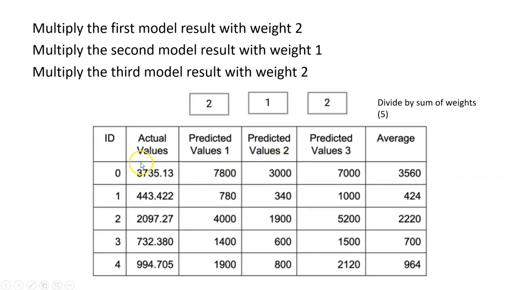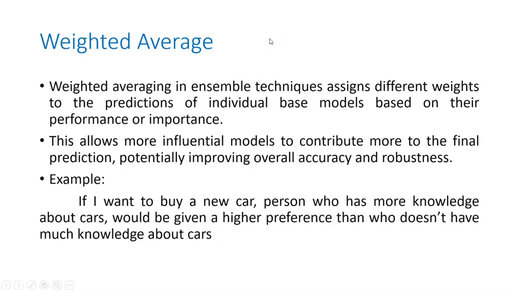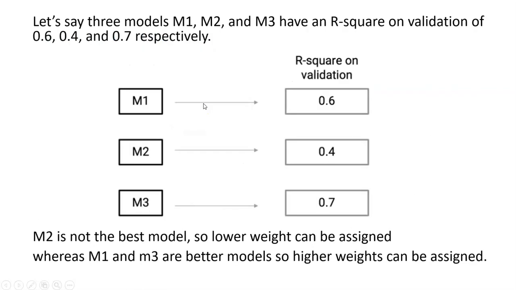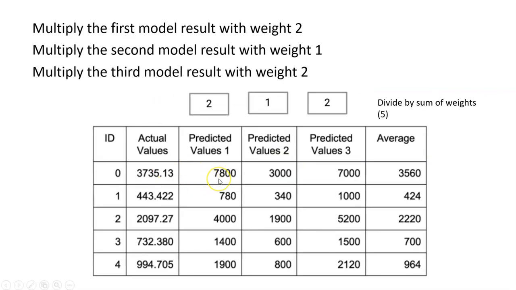Let us go back to the same problem. The actual values are there, and the three models provide three different results. We have identified the performance of each model and assigned the weights for those models. So 2, 1, 2: this is model 1, model 2 and model 3. Now what we have to do is multiply the values of the first model with its weight. We know the result of model 1 is 3900, and the weight assigned to model 1 is 2. So multiply the predicted value by 2, and similarly repeat for all the steps.